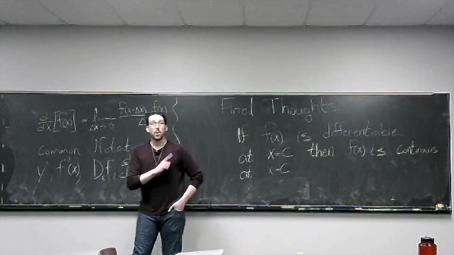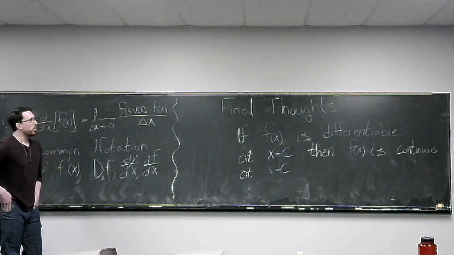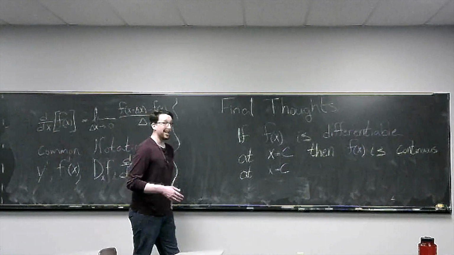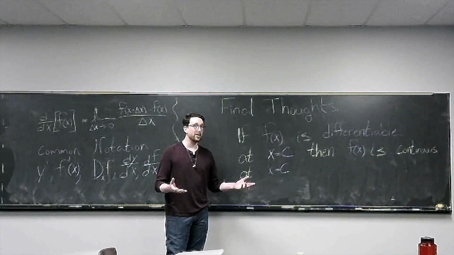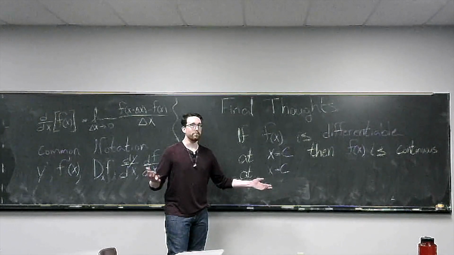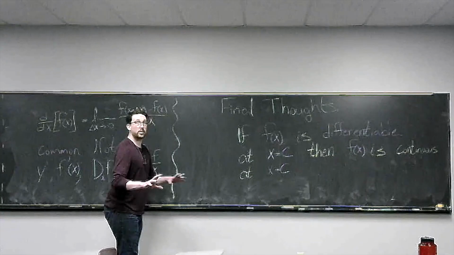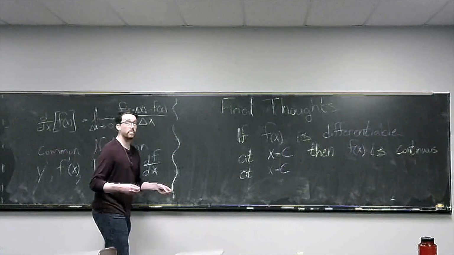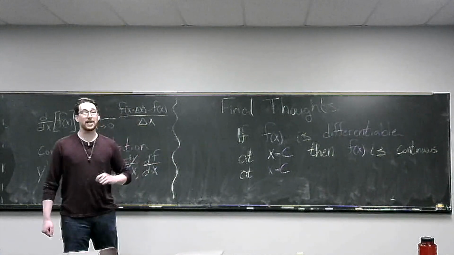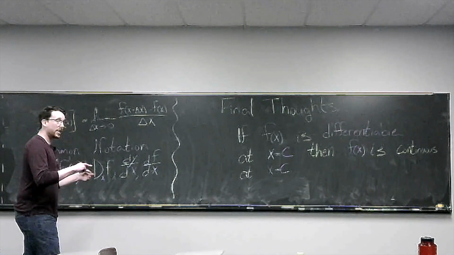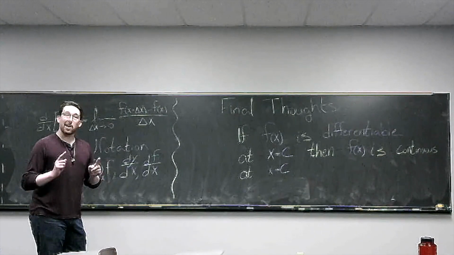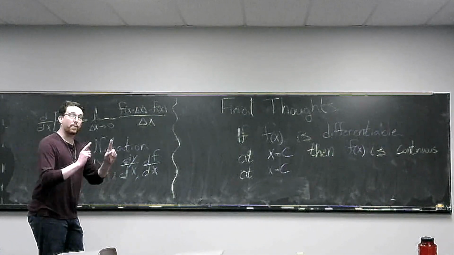Having said that, final thoughts here. So there's this idea of differentiability. What differentiability is: if you can apply this derivative to a function and it gives you something, then it's differentiable. The end. So if a function is differentiable at a particular value, let's say x equal to c, then that function has to be continuous at x equal to c. In other words, differentiability implies continuity, but continuity does not imply differentiability.